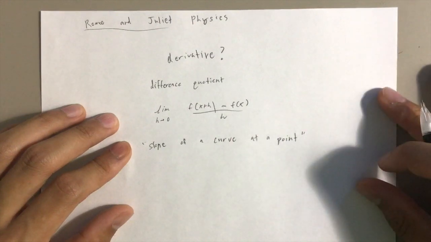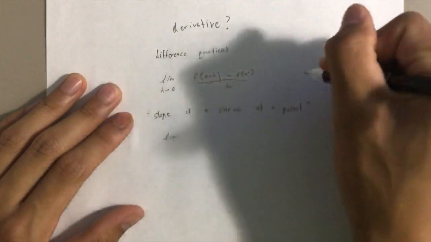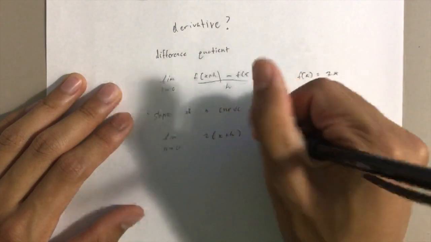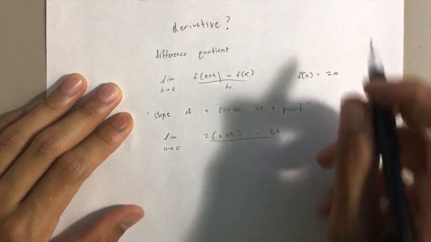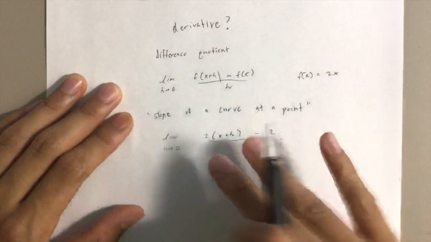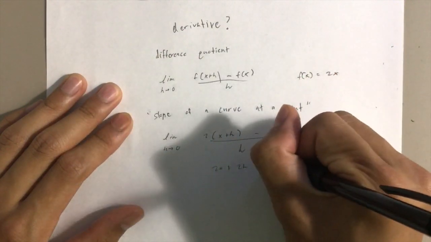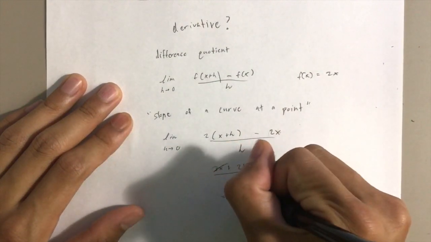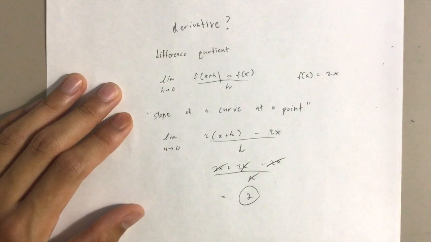So one example would be 2x. Let's say I plug 2x into the difference quotient. Here, f of x equals 2x. So the limit as h goes to 0 of (2(x plus h) minus 2x) over h, which is 2x plus 2h minus 2x over h. The 2x terms cancel, and it leaves us with 2. And that's the derivative. 2 is the derivative, and that's how you find the derivative of 2x.